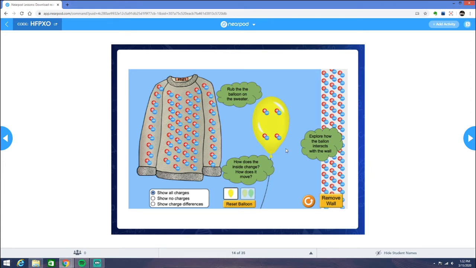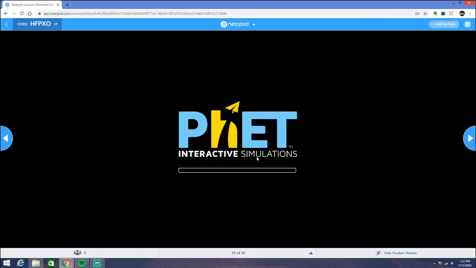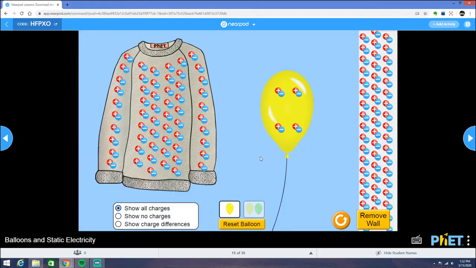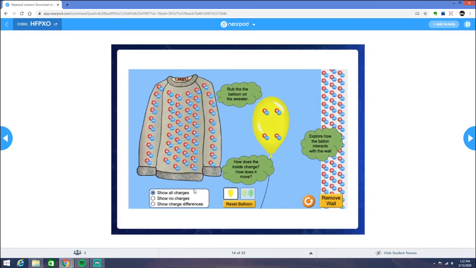On the next slide is actually going to be the lab itself. In this lab, guys, what we want you to do is follow those directions from the previous slide. So in here, we're going to rub the balloon on the sweater, and we're going to see how the charge changes and how the charge moves. When you look at the sweater, we're just going to say this is a wool sweater with a rubber balloon.